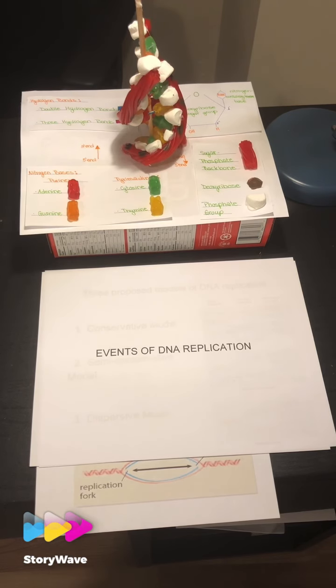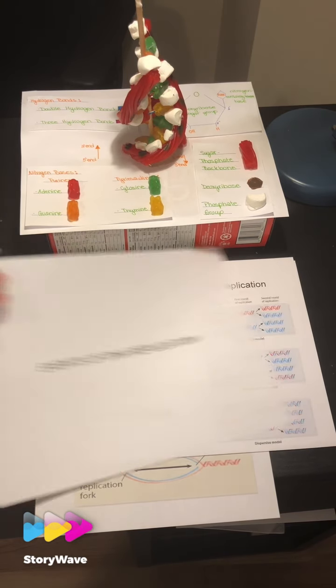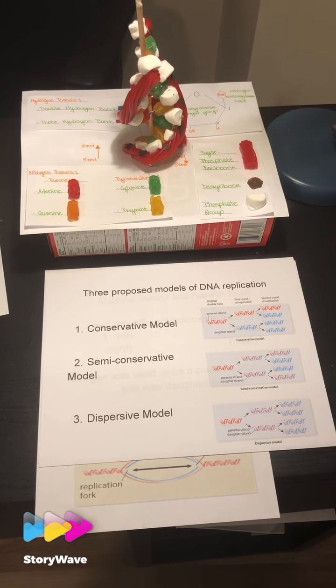Before I start talking about the three main events of DNA replication, which are initiation, elongation, and termination, I'm going to talk about how scientists discovered which of the DNA models that were proposed back then was the correct one. So there were three proposed DNA models.